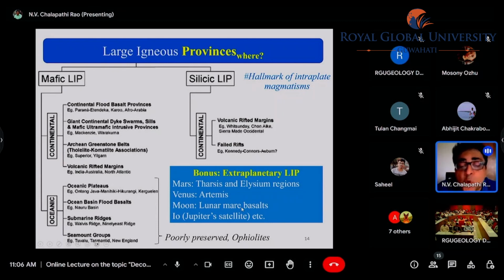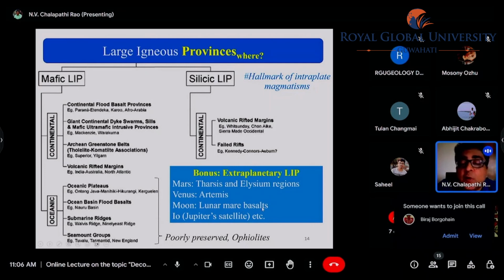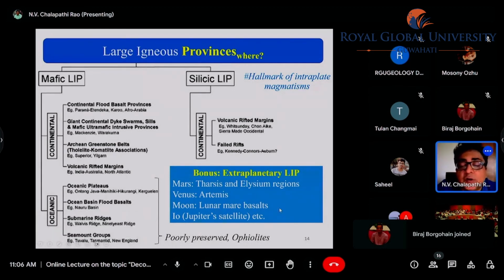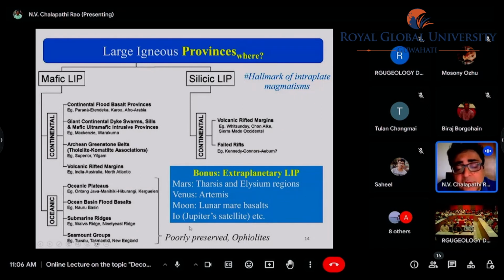Of course, on the Moon there is no plate tectonics, but here the large igneous province might have been formed due to extraterrestrial impacts, because there is no plate tectonics here, nor are there any mantle plumes known on the Moon. We don't know how so many basalts have been formed. One of the most important mechanisms invoked is that there was a meteoritic impact on the Moon which gave rise to these basalts. And even geologists suspect that Jupiter's satellite Io also has an LIP.